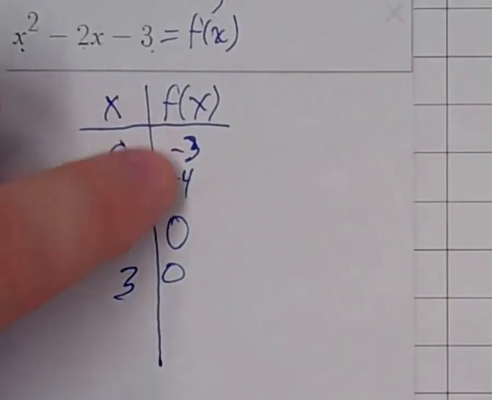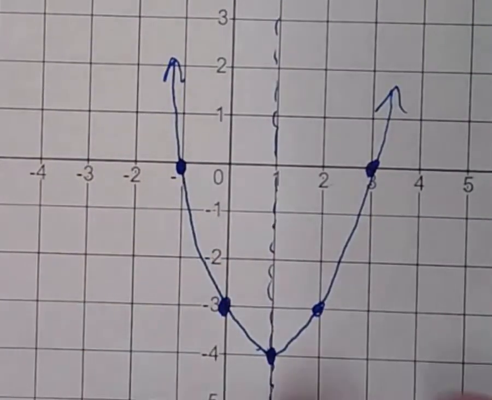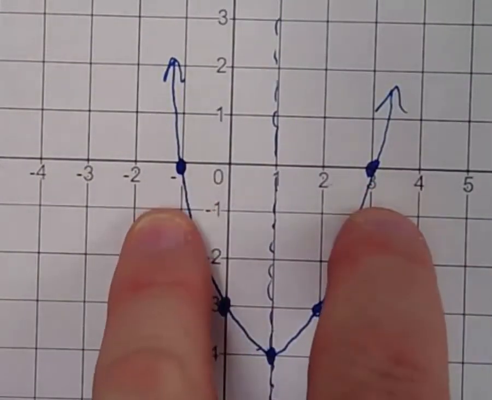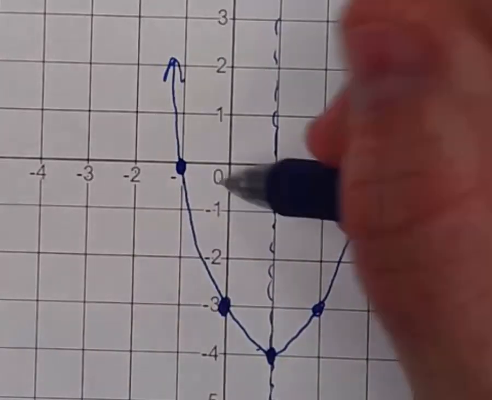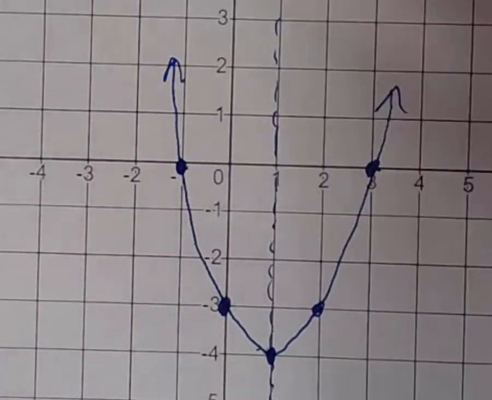Okay, so that's how you create a graph, is by picking some x values, calculating the y values, which are f of x, and then plotting them on there. And if you're looking for solutions, we're only looking for where it crosses the x-axis. So once you find the points where it crosses the x-axis, you don't have to sketch any more of the graph.